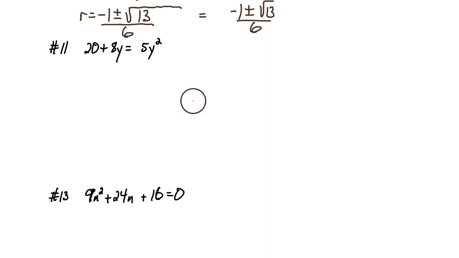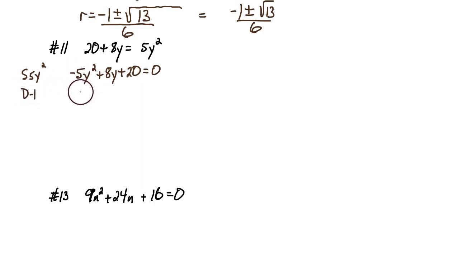Number 11, before we do the quadratic formula, we have to use standard form. So let's subtract the 5y squared to the left side. We get negative 5y squared plus 8y plus 20 equals 0. And then divide by negative 1 to make the leading term be positive. Now we know that a is 5, b is negative 8, and c is negative 20.